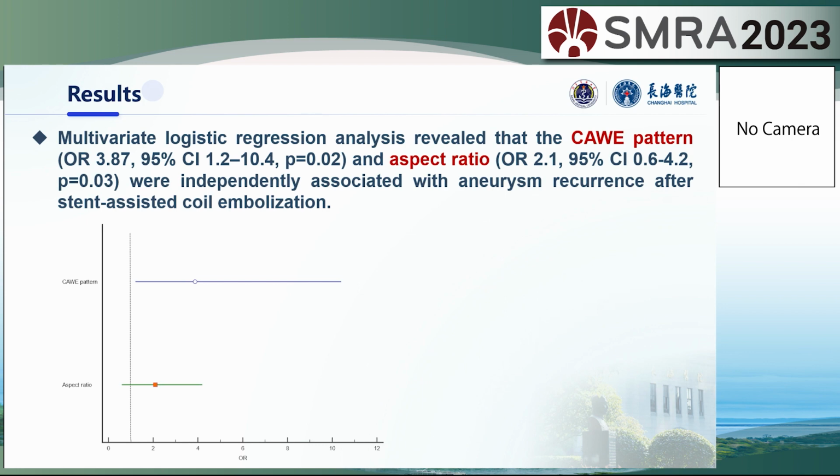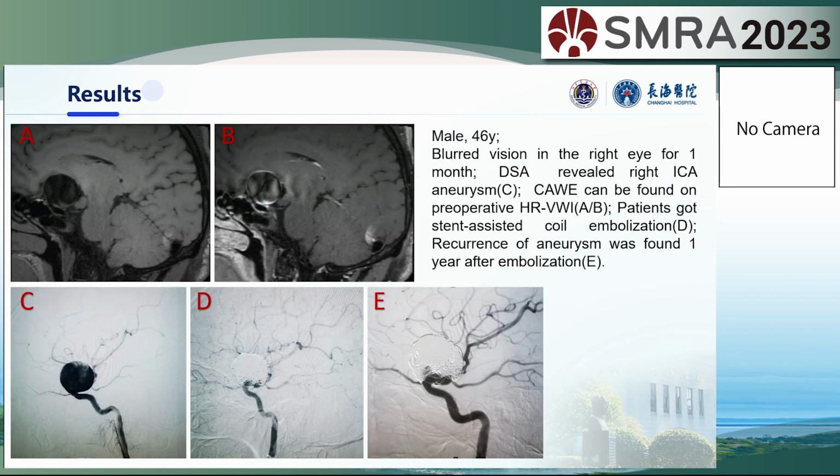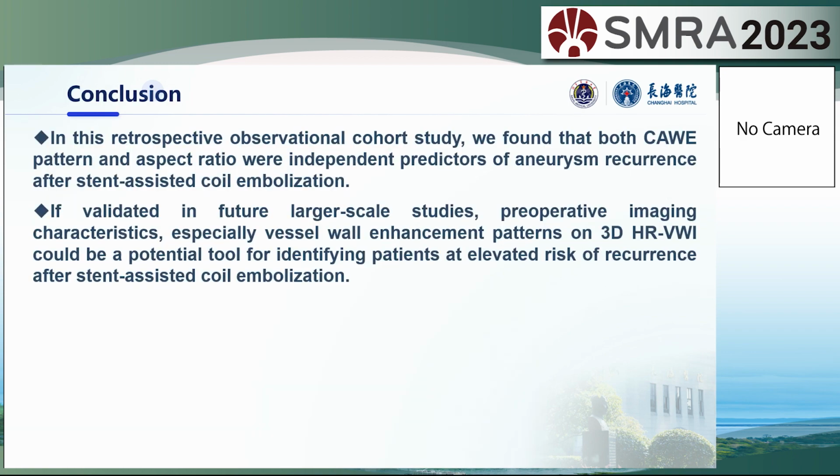This is a male patient, 46 years old, and we can see the CAWE in the preoperative high-resolution vessel wall image. The patient got stent-assisted coil embolization, and the recurrence can be found 1 year after the embolization.